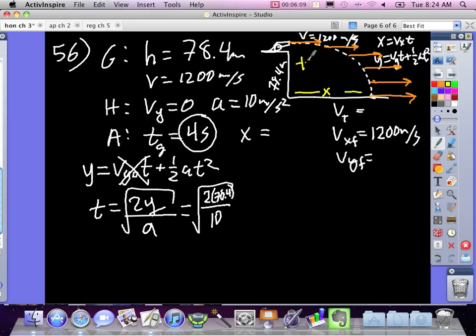So here, we found that time, right, to be around 4 seconds. So then that means for this, I can just say x is vxt, right? And do you see what's not here? The plus 1/2 at squared, right? Because there's no acceleration there. So then here I get around 4,800 meters.